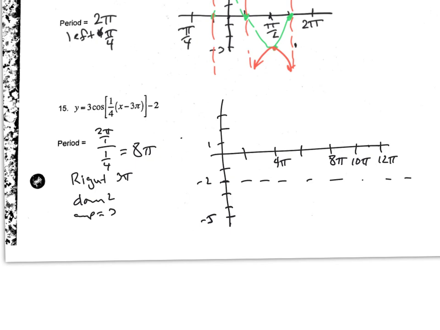And it starts high, so it's going to start up here at 3 pi. It's going to end at 11 pi. The halfway should be at 7 pi, which is right here, down 5. And then your zeros in between there. And there's the cosine curve.